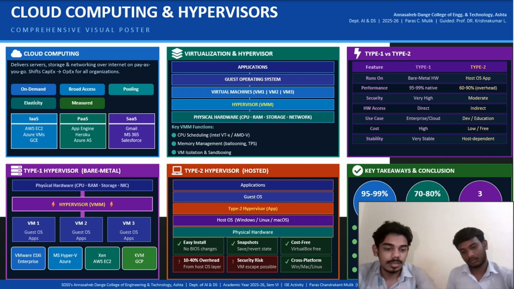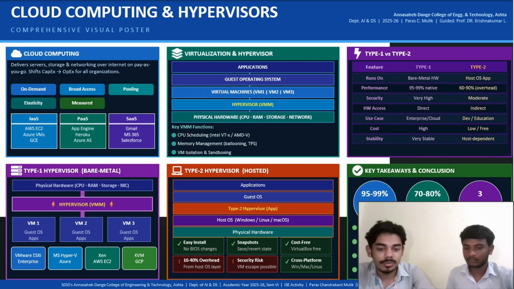They are fast because there is no extra OS layer adding overhead. They are secure because the attack surface is minimal. And there are powerful giants in this space, which are AWS, Azure, and Google Cloud, which have massive scaling.